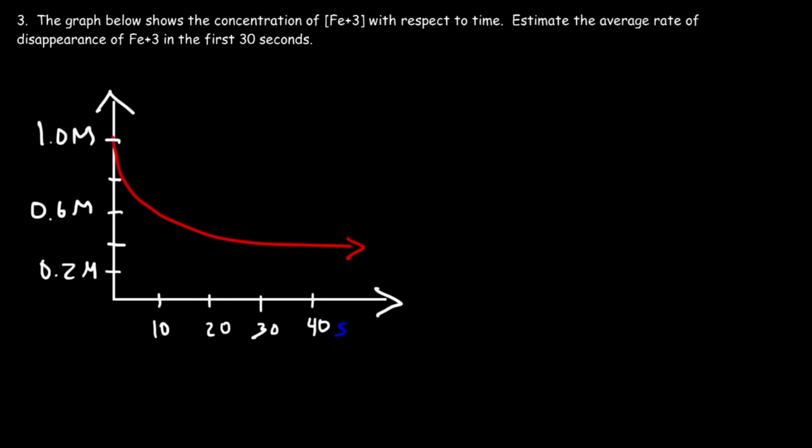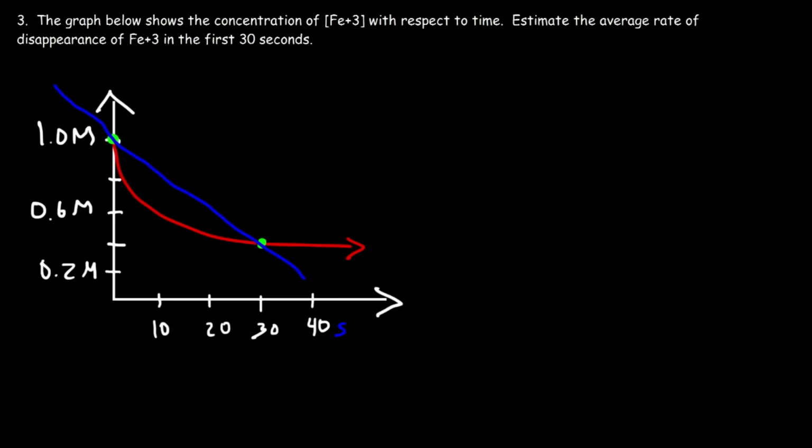Number 3, the graph below shows the concentration of Fe plus 3 with respect to time. Estimate the average rate of disappearance of Fe plus 3 in the first 30 seconds. To calculate the average rate of change from a graph, you need to calculate the slope of the secant line. So we need 2 points. A secant line touches the curve at 2 points. So the slope of this line will give us the average rate of change.